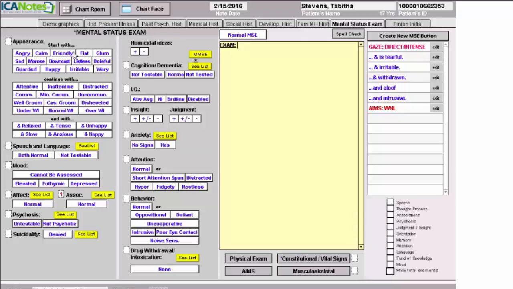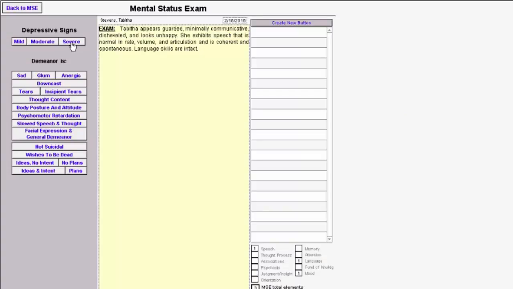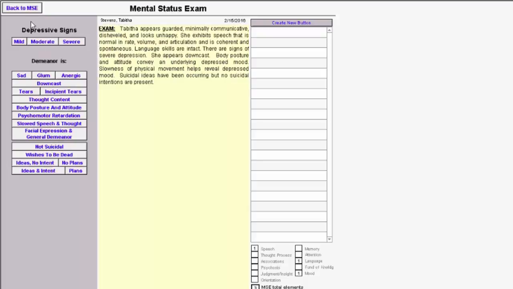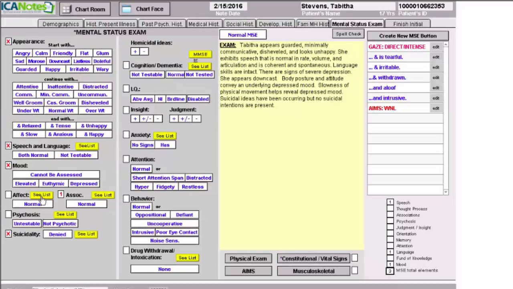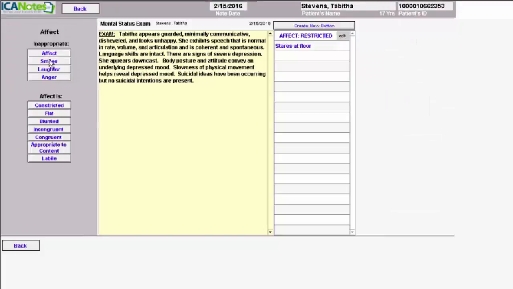I'm going to say that she is guarded, minimally communicative, disheveled, and unhappy. Her speech and language are both normal. Her mood seems to be depressed, severe, downcast, with psychomotor retardation and body posture. Ideas but no intention of committing suicide. Her affect is not normal. I'm going to say that she has inappropriate anger.